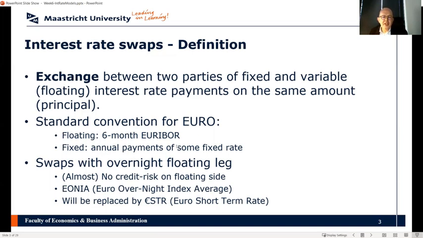And since the credit crisis, swaps with an overnight floating leg, so basically every working day you are paying the 1-day interest rate, have become more popular, and that market is growing. Those overnight interest rates used to be called Eonia, but there has been a restructuring in the euro market. So the market is moving, at least in the euro area, to the so-called ESTER, which is an acronym for Euro short-term rate.